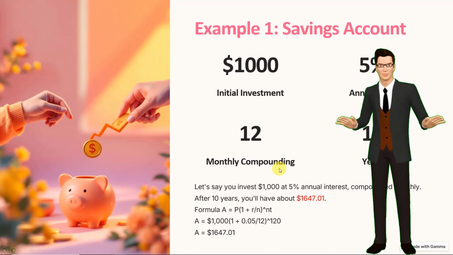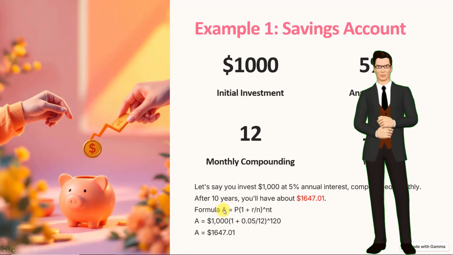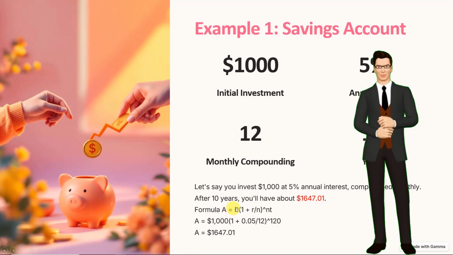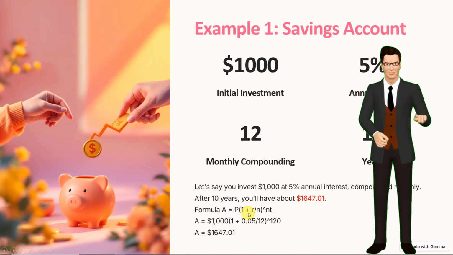But anyhow, here is the formula. A is, of course, your end result, your capital at the end of it. P is your principal amount, which you are putting into your loan. And of course, R is the rate.